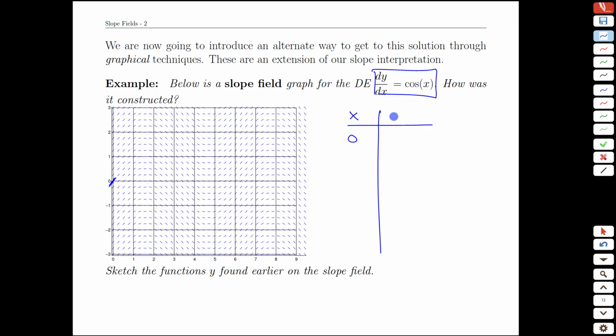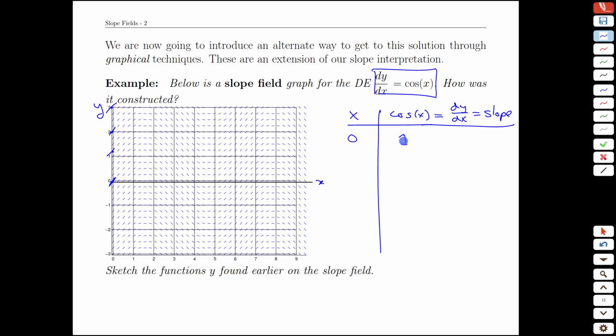At x equals 0, cos of x is 1, but we are interpreting that now as dy/dx, which is a slope value. So on this axis, we have literally y. On the axis this way, we have x. What we do is pick an x value, sub it into our formula, and it doesn't give us a point, it gives us a slope at a point. Notice all these other points with x equals 0, no matter what the y is, there's no y in this calculation, we get a value of 1, and we draw that as a slope of 45 degrees.